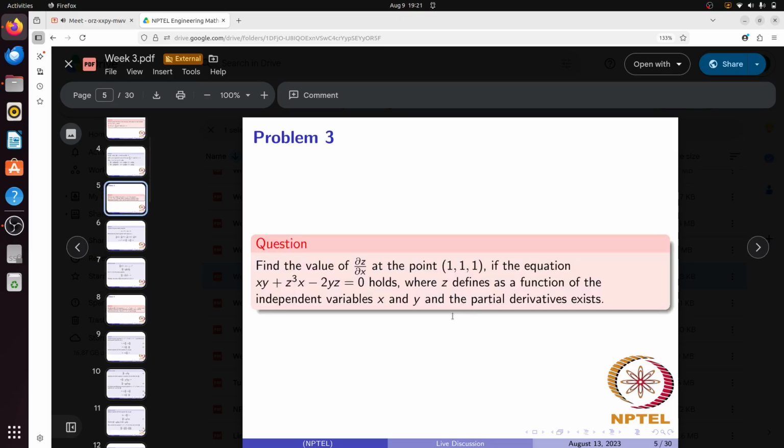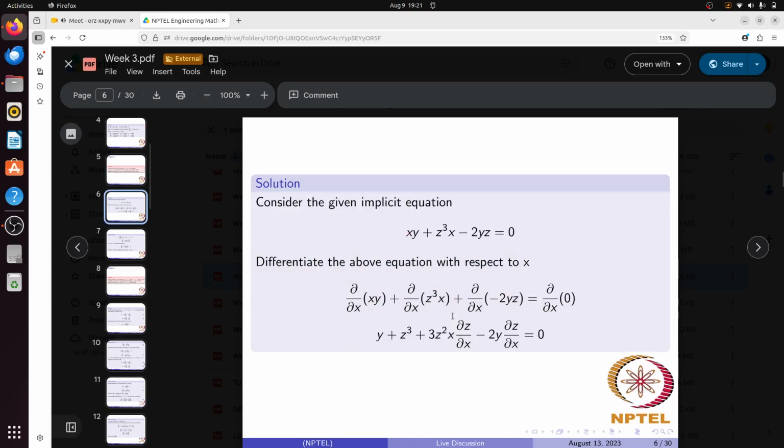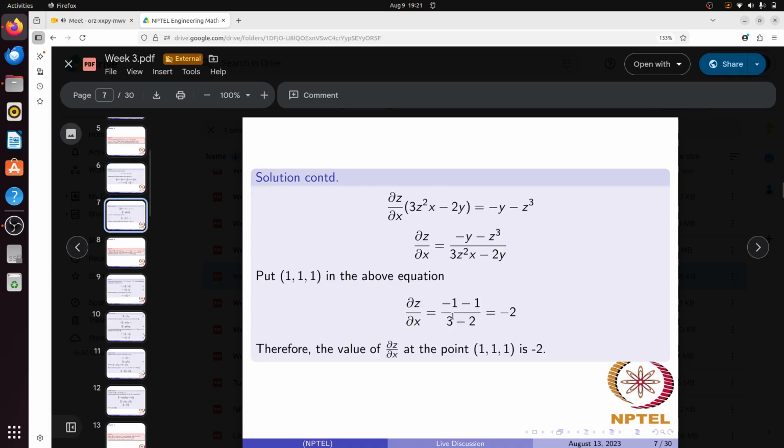Next problem. Find the value of del z del x at the point 1 1 1 if the equation xy plus z cube x minus 2yz equals 0 holds, where z is defined as a function of the independent variables x and y and the partial derivative exists. This is the same problem as discussed earlier, so I will just show the answer. The answer is minus 2, so that anybody who has solved it can check the answer.